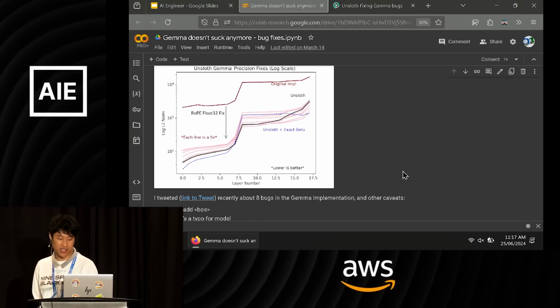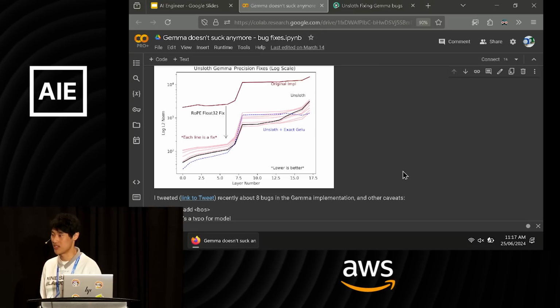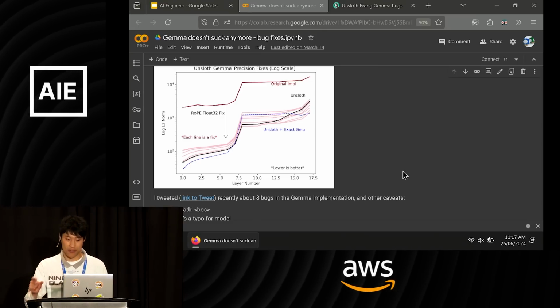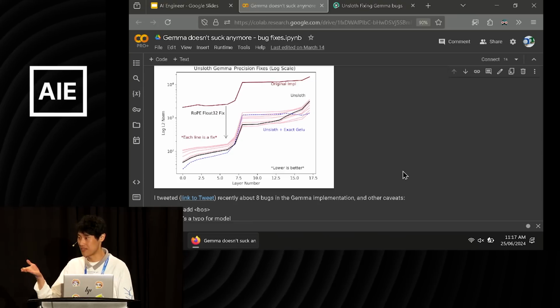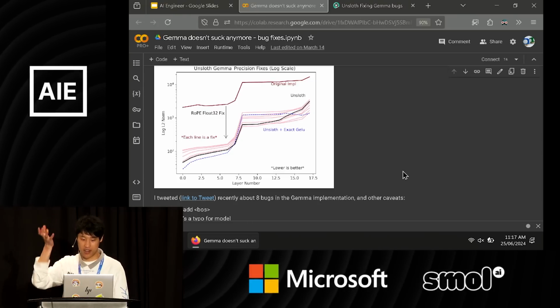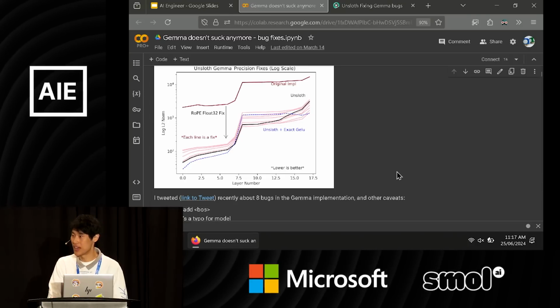That's why you should do small scale experiments. Get a smaller model, train it on less data, test it, see if the accuracy is good, and then you scale it up. Any other questions?